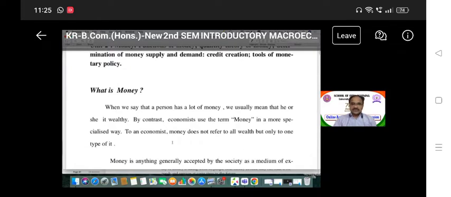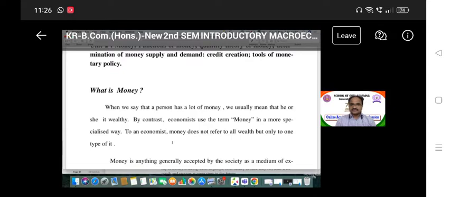Now we are going to discuss the basic concept of what is money. Dear students, in day-to-day life we meet this concept in newspapers and on social media: money, money, money. What is money? In general, when we say that a person has a lot of money, we usually mean that he or she is very wealthy. By contrast, economists use the term money in a more specialized way. Nowadays people think that those who have a lot of money get more benefits. But in economic terms, we use it differently.